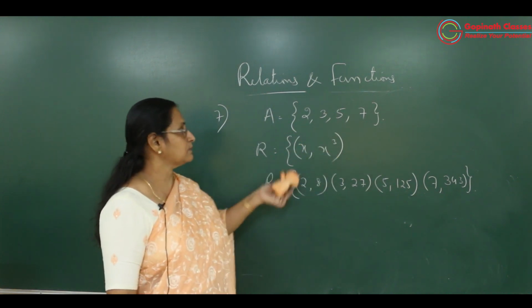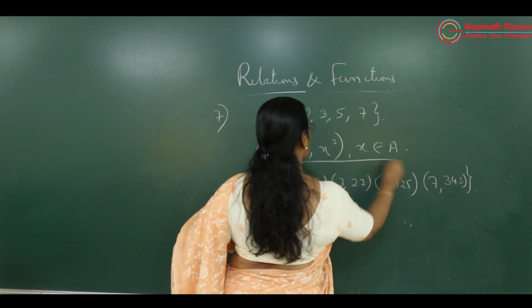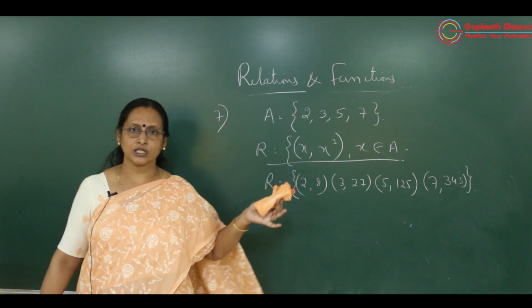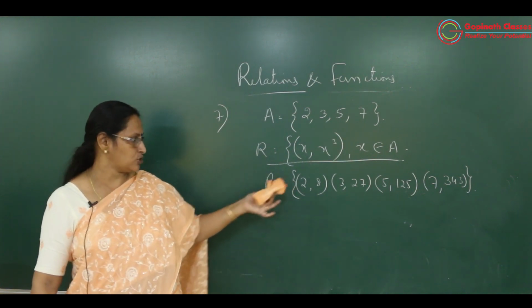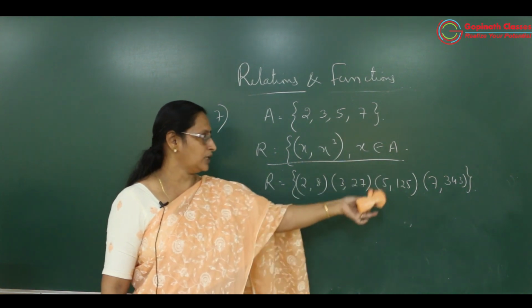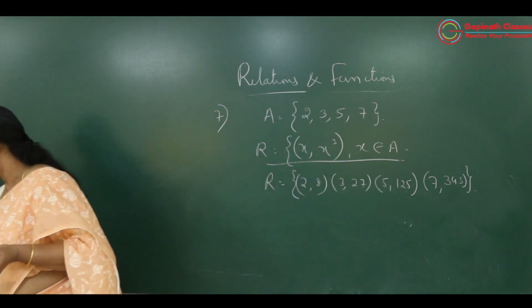And what is x? X belongs to A. Because A is clearly given as all the prime numbers less than 10. So we can make the relation. Now you can say which is the domain and range. Domain is 2, 3, 5, 7. Range is 8, 27, 125 and 343. So that's the range. Okay.